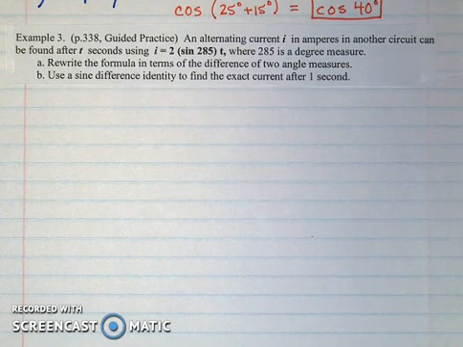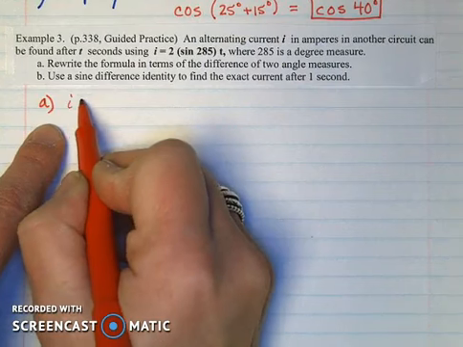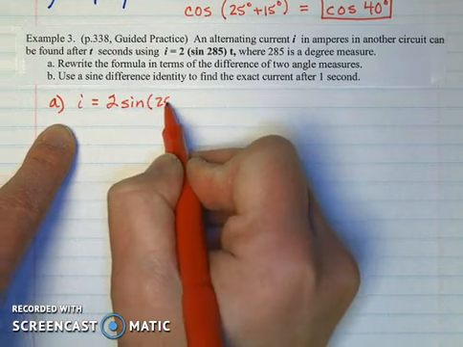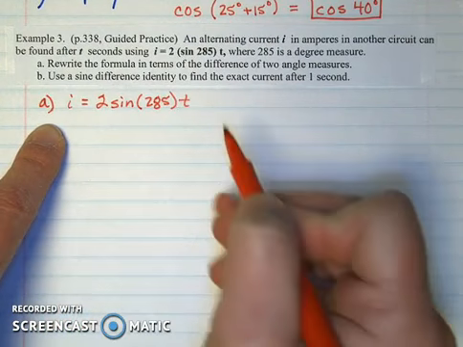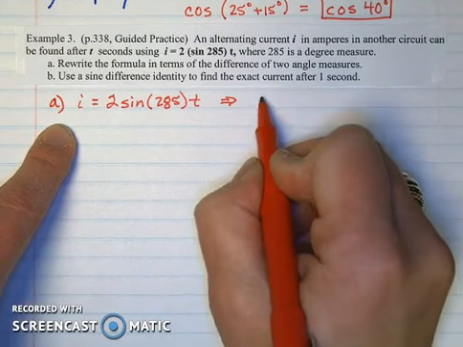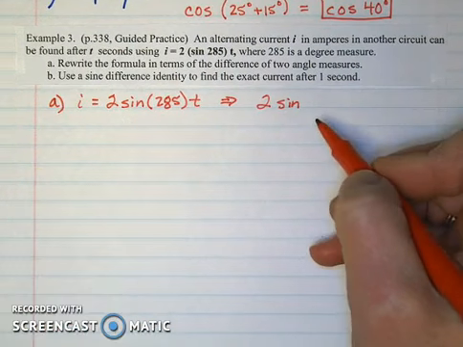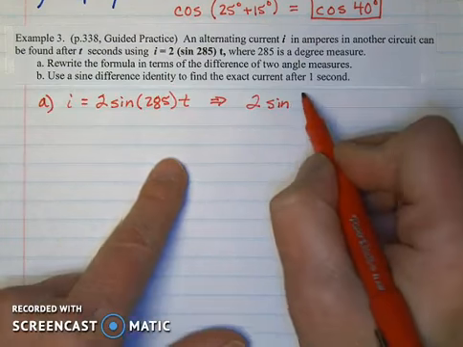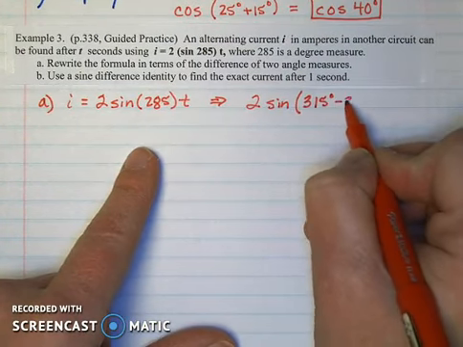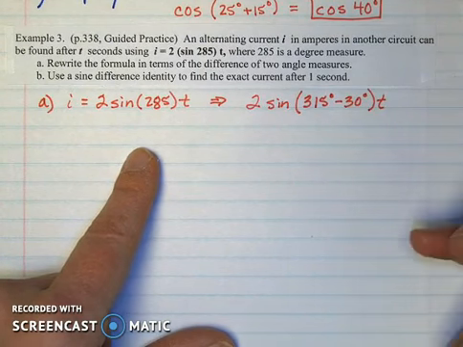So the first thing I did was, let's see, this formula is 2 sine of 285 times t. And I changed that to 2 sine. It had to be a difference that I could use with the unit circle. So I picked 315 minus 30. Again, there's probably another difference you could pick, but that's the one I selected.